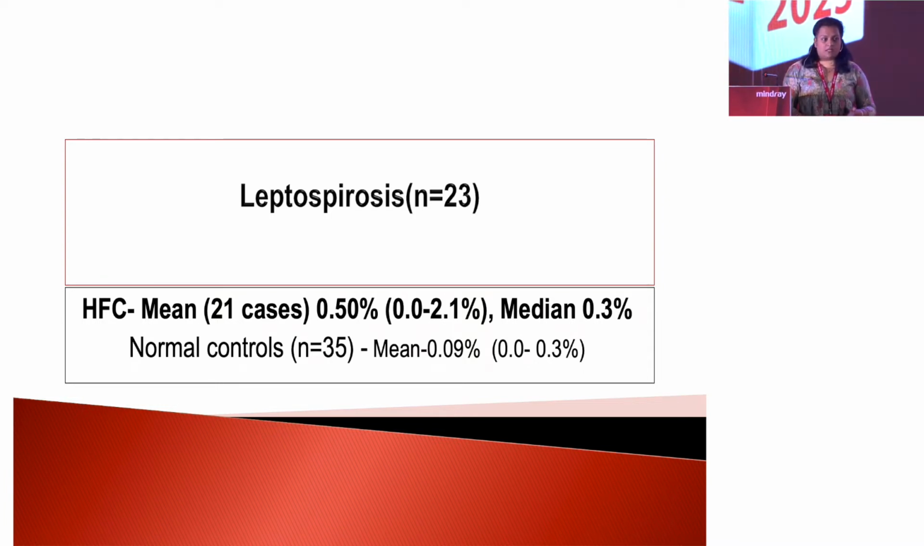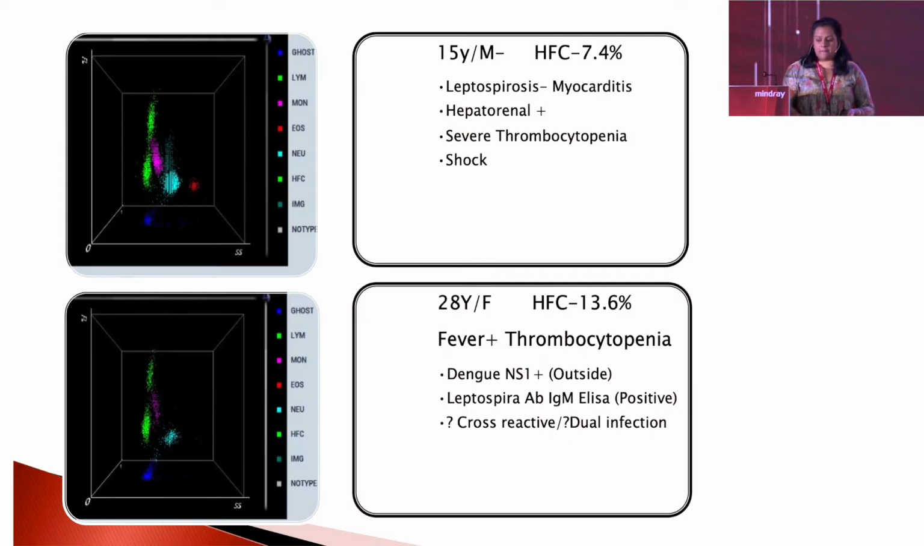It didn't have a very significant high HFC. In 2 cases that were showing very high HFC values, the first one actually had a complicated illness and severe thrombocytopenia, developed shock. So it was a more morbid condition. And the second case was a case that had a dengue NS1 positive outside. And in our hospital, it was negative and leptospira serology came positive. So I don't know whether it's cross-reactivity or it's a dual infection here.